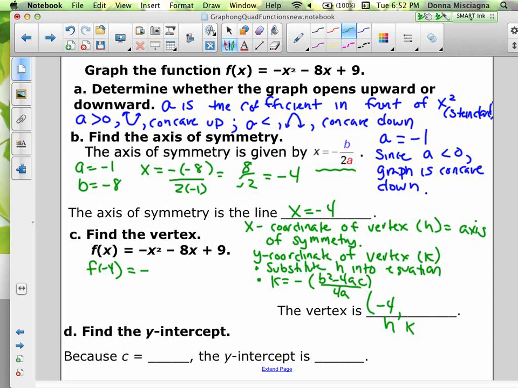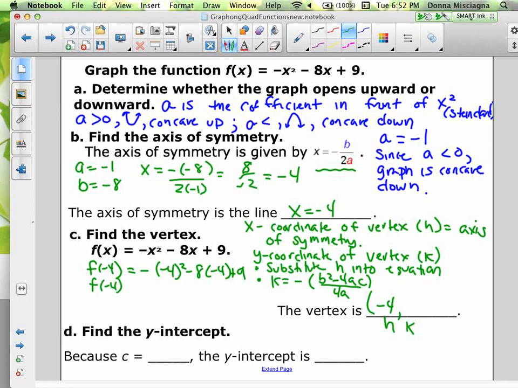So we're going to have a -4 squared. That negative is not squared. You only square what's directly in front of the square. In this case, it's the x. So everything that we plug in for x, that gets squared, but not that negative sign. Then minus 8 times -4 plus 9.